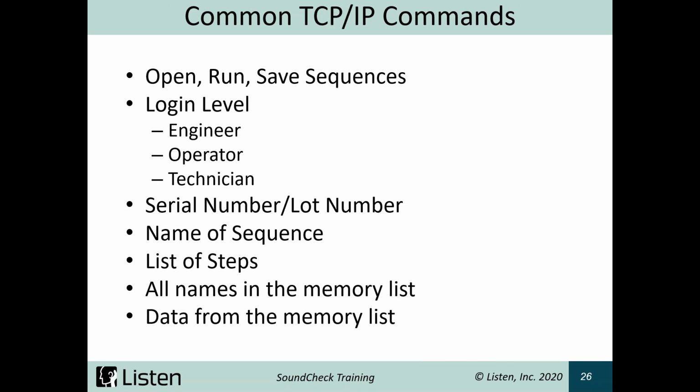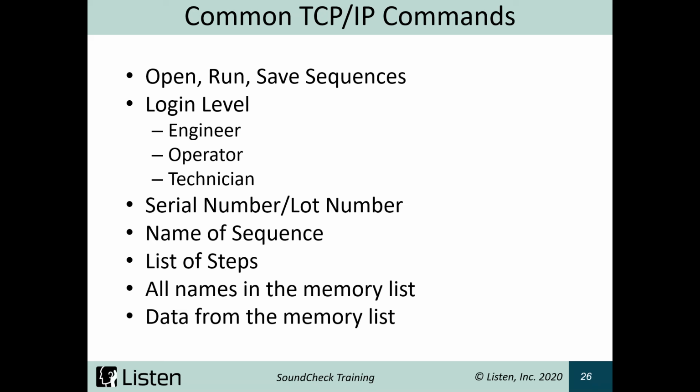So there's some common TCP/IP commands just to kind of give you an idea of what could be done. You could open, run, and save sequences. You could set or get the login level. You could get or set the serial number. You could retrieve the name of the sequence, a list of all the steps in the sequence, all of the names in the memory list, and then data from the memory list.